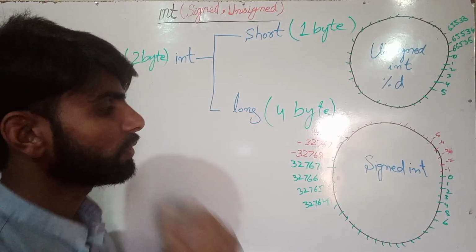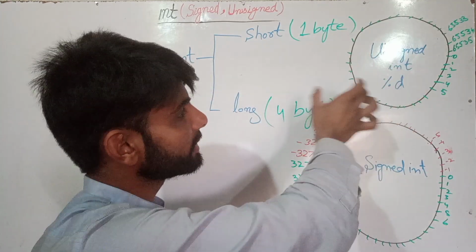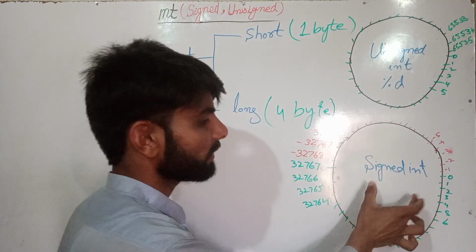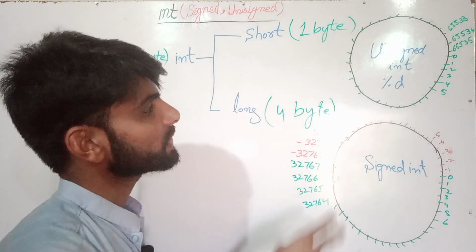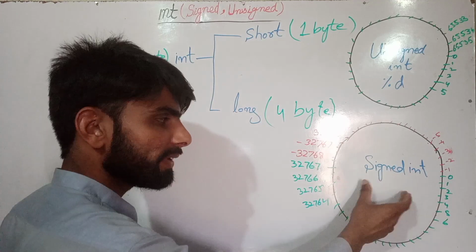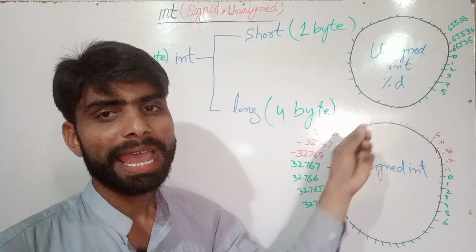So these are two qualifiers. The int data type has two qualifiers. The first one is signed int and the second one is unsigned int, right? These two qualifiers have ranges.